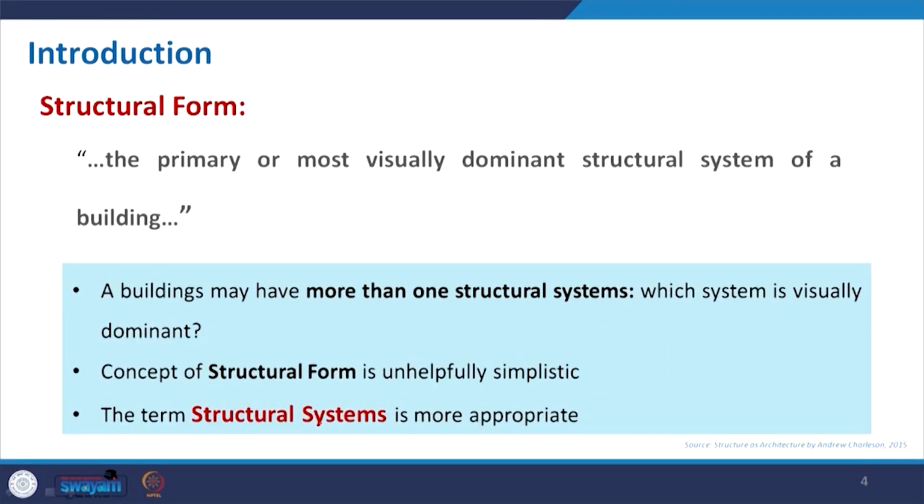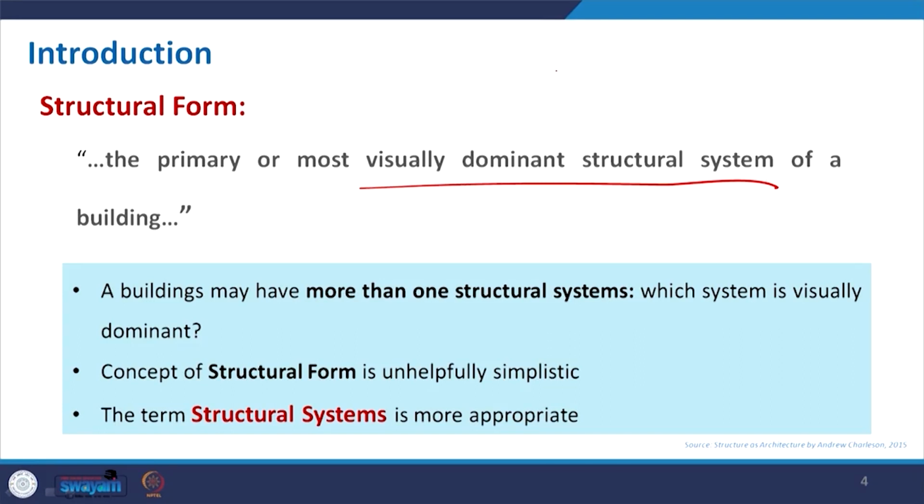Now, come to the structural form. So, form is shape. Now, how to really distinguish between architectural form and structural form, that is a question. Here, structural form is the primary or most visually dominant structural system of a building. Okay. This statement is not really giving a very comprehensive answer to us. So what exactly does it want to mean?